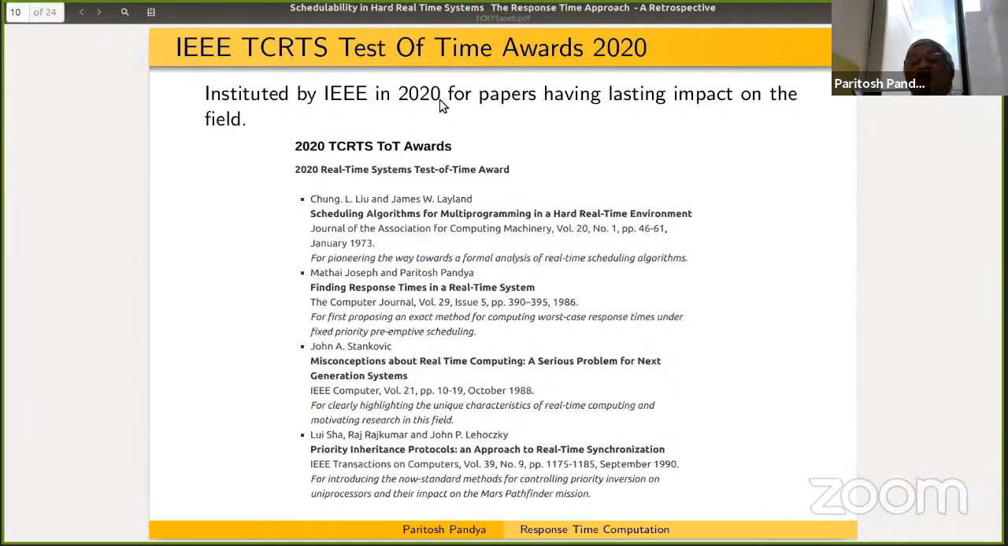And four papers were chosen as a first lot. They said papers older than 10 years will be taken, but you can see that, in the inaugural round, they chose papers which are very old. Our paper from TIFR is one of them. It is 35 years old, but the Liu and Layland paper is around 10, 12 years older than that. So these go to the beginning. So what I thought I would do is take up ideas from all of these papers and give you a retrospective on this.